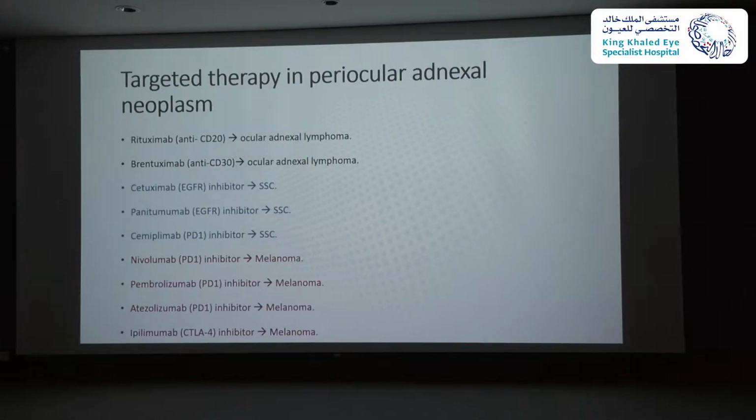So you can see here a list of monoclonal antibodies used in periocular neoplasm. You have rituximab or anti-CD20 used in adnexal lymphoma, also brentuximab or anti-CD30 used in lymphoma. You have the epithelial growth factor receptor inhibitors used in squamous cell carcinoma, including cetuximab and panitumumab. And you have also the checkpoint inhibitors, which are the PD-1 inhibitors and the CTLA-4 inhibitors. The cemiplimab here is used for squamous cell carcinoma, and the rest are used for melanoma, skin melanoma.